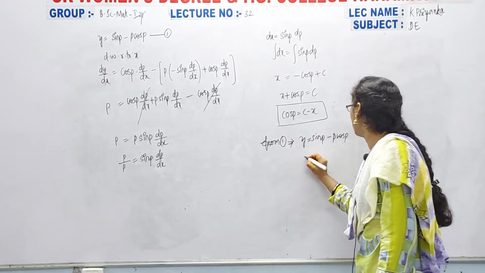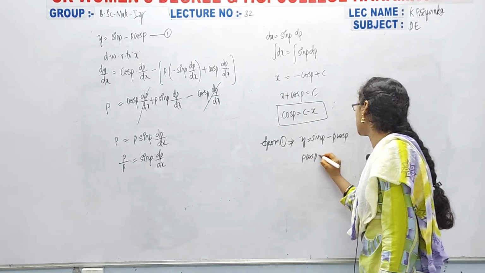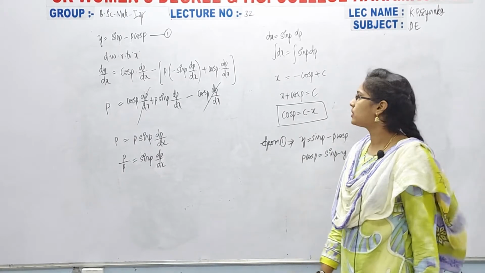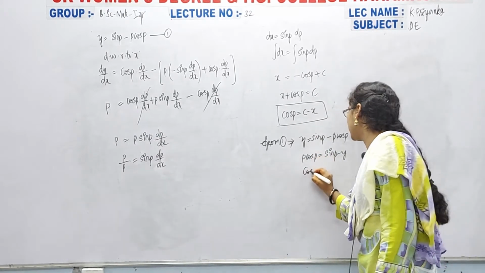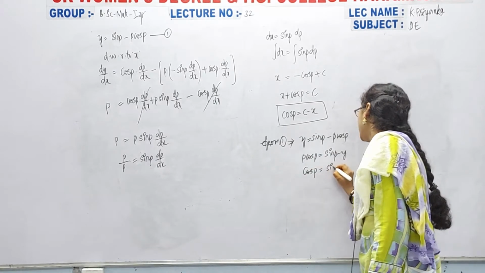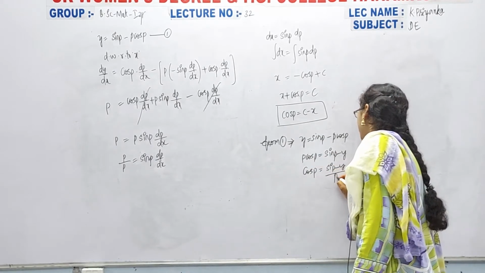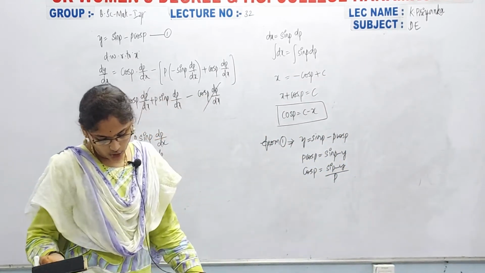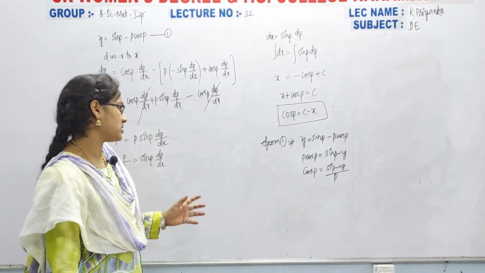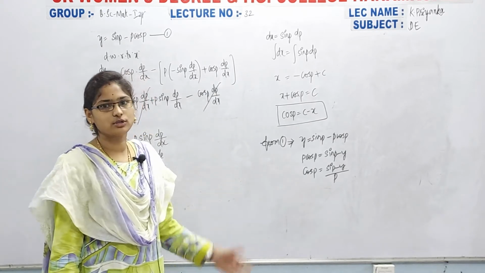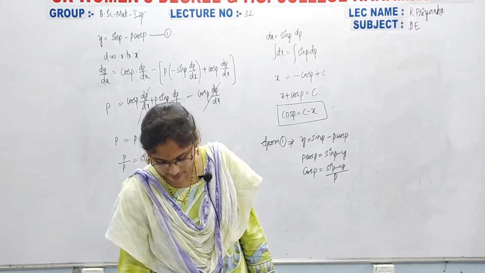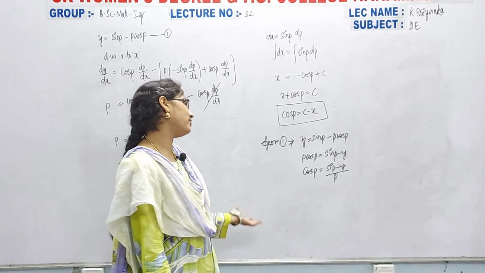Now simply, P cos P is equal to sin P minus y. First of all, I am going to calculate the cos P value, that is (sin P minus y) by P. So from the given equation I have the value of cos P, and from this equation we can also calculate the P value. So how do we have to calculate? We have to take the equation of the form.